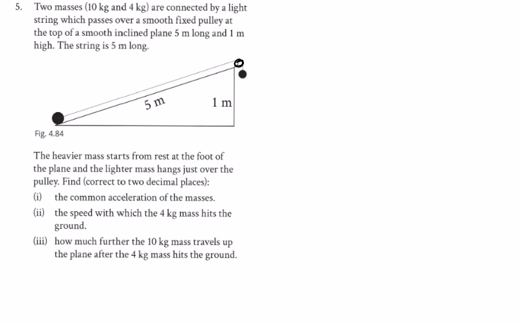So we have this triangle here. It's trying to give us the angle. They don't give us the angle this time. The heavier mass starts from rest at the foot of the plane. So the 10 is here, 4 is here. You'd imagine the 4 will go up, but this question is telling us the 4 hits the ground. And find the common acceleration A, the speed at which the 4 hits the ground, and how much further the 10 will travel up the plane after the 4 kilo has hit the ground.